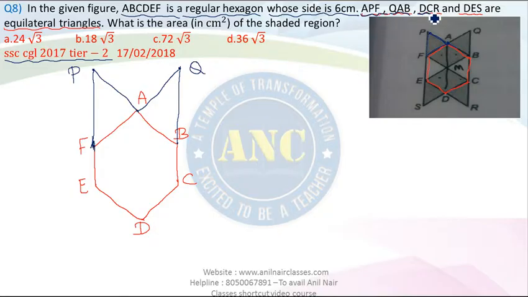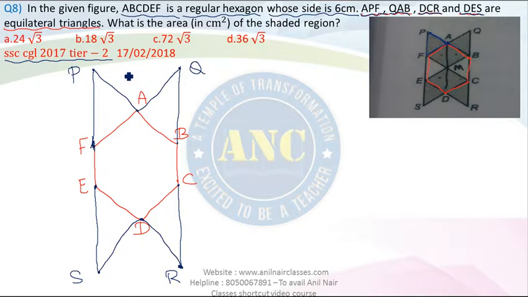Beautiful. DCR, DC, I will put a point here called as R. DCR, this is another equilateral triangle, right? That is what they are saying. And DES, let me put a point here called as S. DES, this is another equilateral triangle. This is what they have given. That is the reason the diagram came up like that, right? In the right hand side, what they have already mentioned. What is the area of the shaded region?